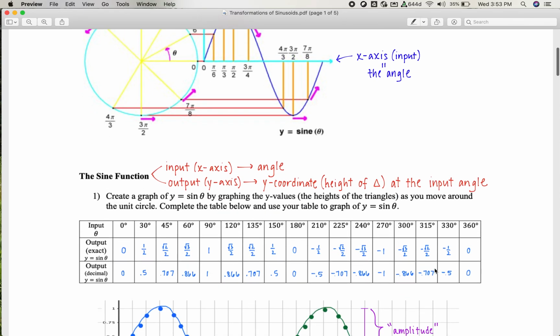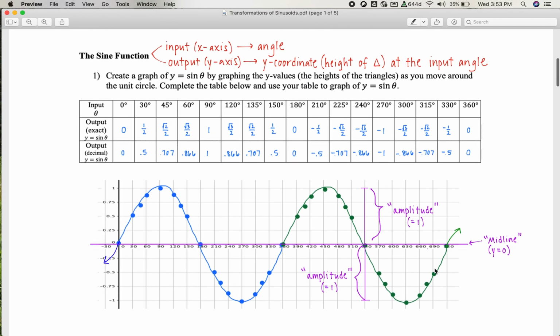Okay, so let's look at this another way. Again, let's really try to stay connected here. When we talk about the sine function, the input of a trig function is always an angle, so that's my x-axis, and the output is the sine value, or in other words, the y-coordinate or height of the triangle when I'm at a particular input angle.